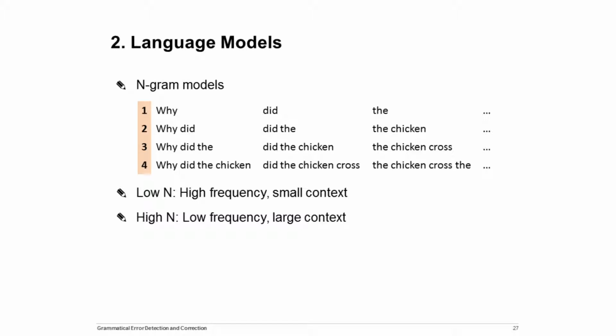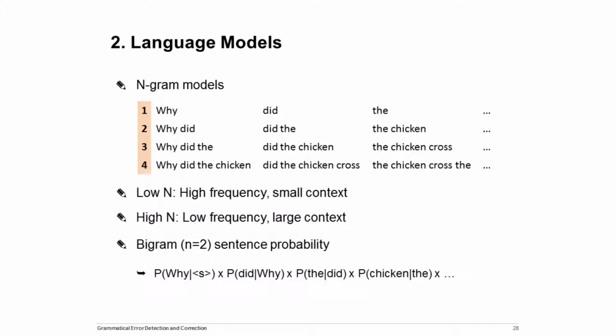You then just calculate the probability of those sequences in a large corpus, so a large load of text. To show how you would then calculate a sentence probability, this is the case of n equals 2, so you have the probability of y being at the start of the sentence, followed by the probability of did given y, and then given did, and so on, and you can just calculate an overall sentence probability.